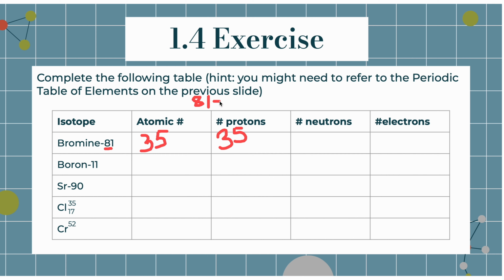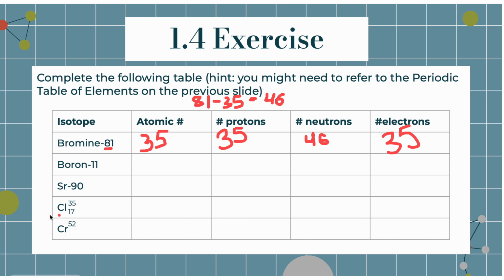We're going to subtract 35 from 81. 81 minus 35 is going to be 46. So bromine has 46 neutrons. The number of electrons, as we talked about, since this is a neutral atom, is going to be the same as the number of protons, 35. So here we just completed the first row and we completed bromine 81. You will do the same with this and this.